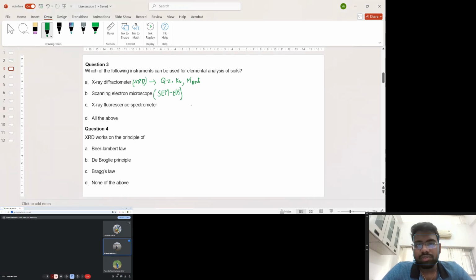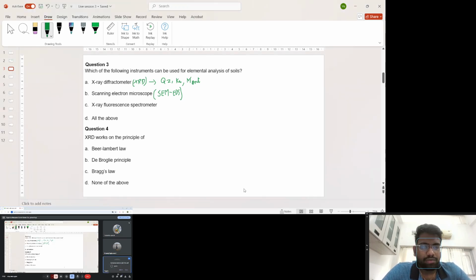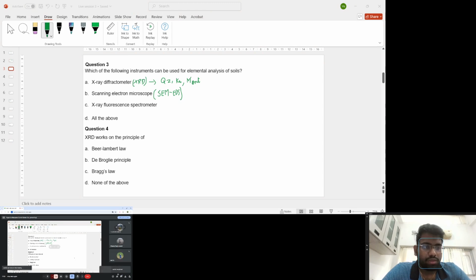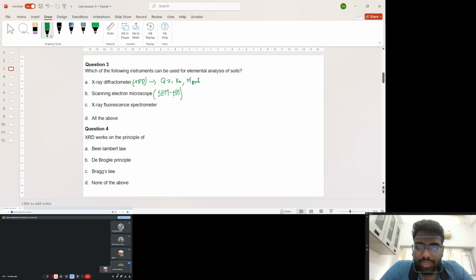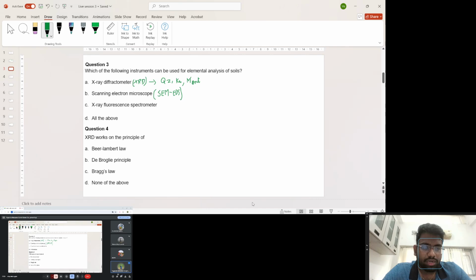The person who has joined recently, you can start listening from this question onwards. So EDS is essentially electron dispersive spectroscopy. What happens is that in SEM, the scanning electron microscope, you bombard the material with a focused electron beam, right? Are you able to understand? Am I clear?